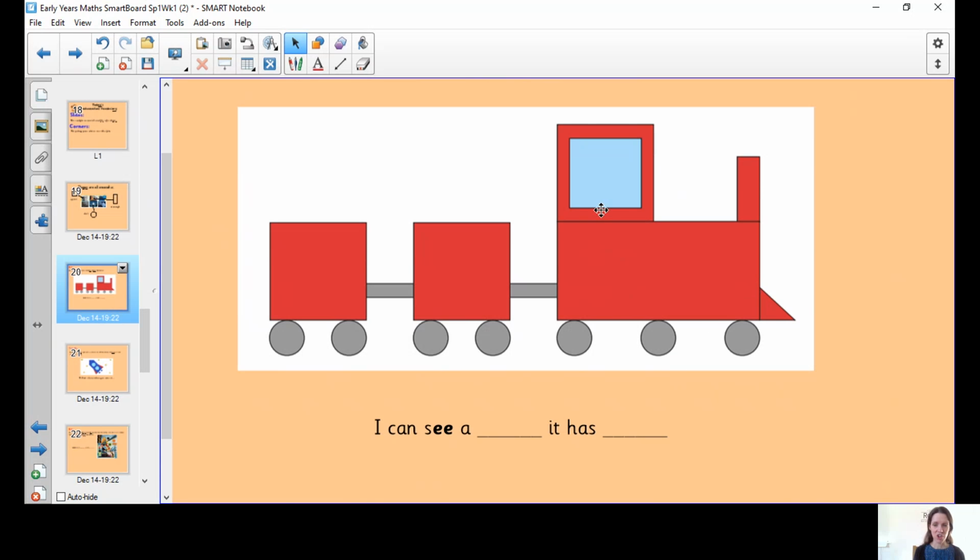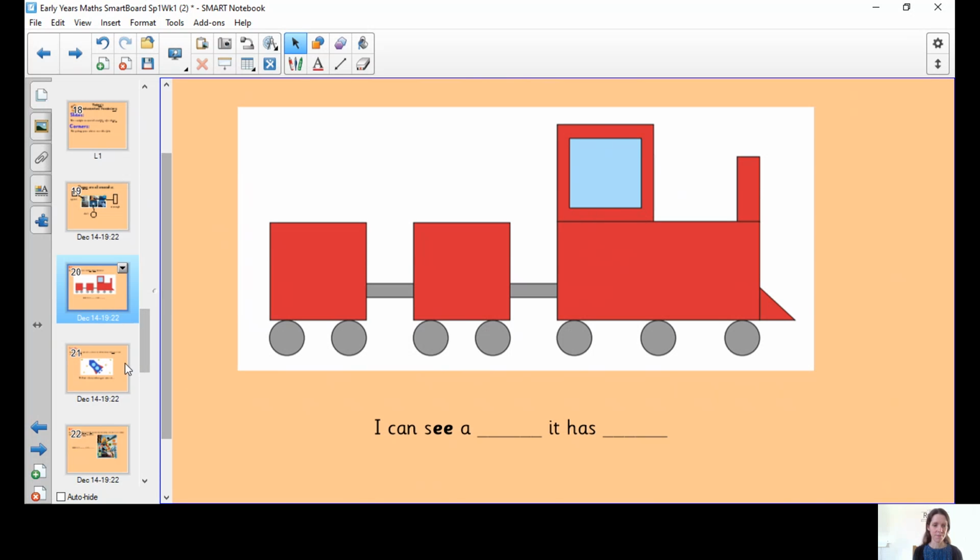I can see that the train has a window and the window is a square shape. I know it is a square because it has 1, 2, 3, 4 sides and 1, 2, 3, 4 pointy corners. All of the sides of my square are the same size.